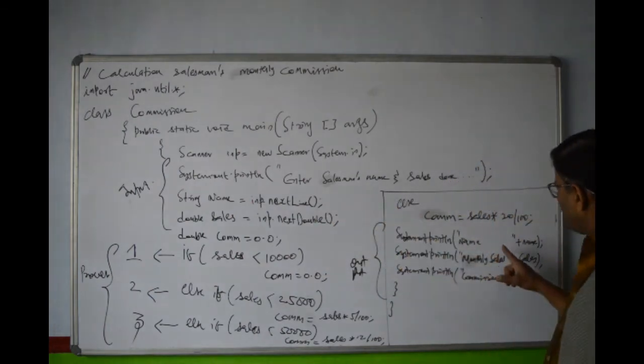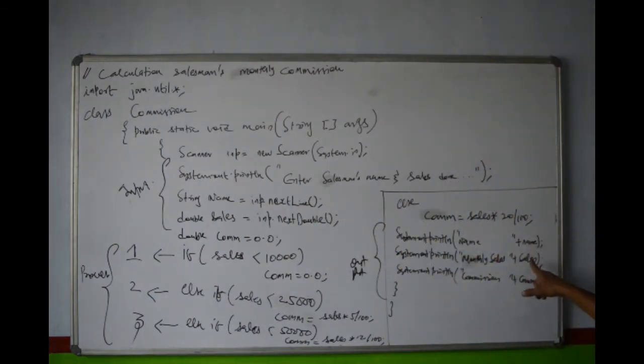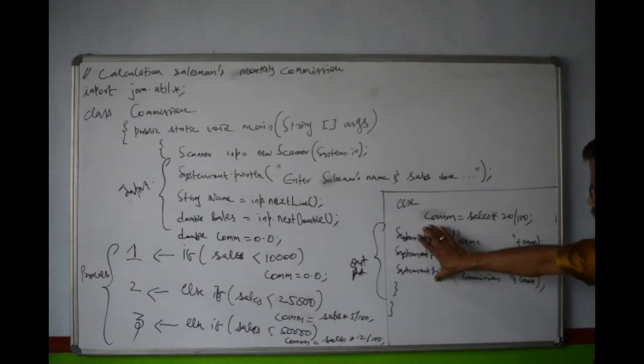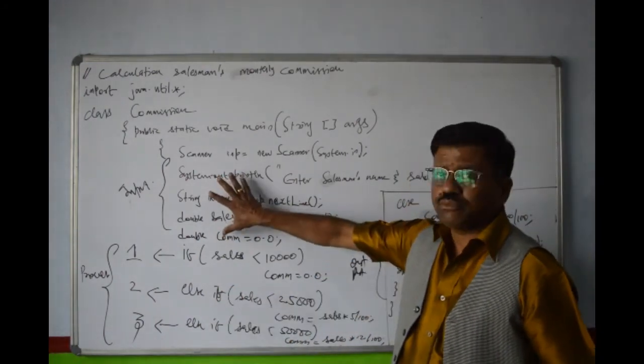What do I print? I print the name of the salesperson, then the sales done for that particular month, and the commission which he or she has earned. This is the output portion, this is the process portion, this is the input portion.